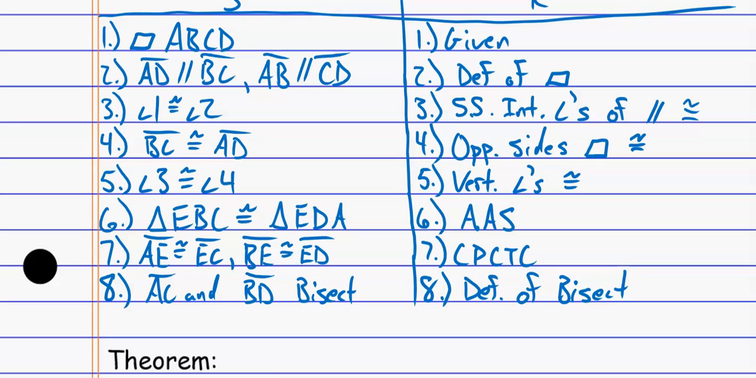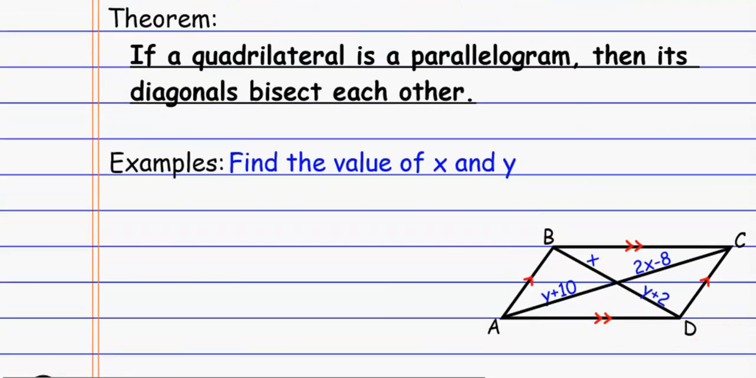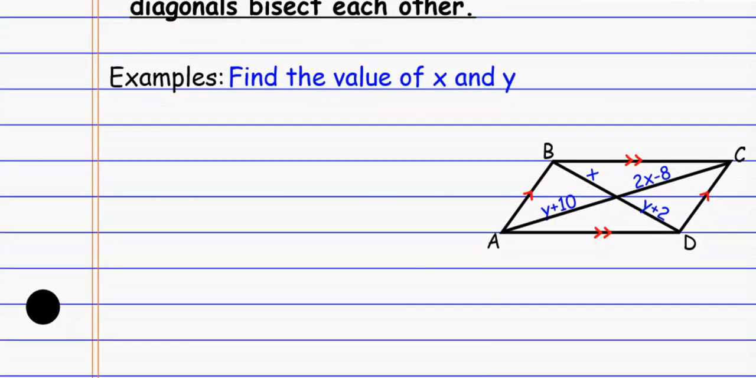That's it. And so again, to recap what we've done here, here's the theorem. If a quadrilateral is a parallelogram, the diagonals bisect each other. They cut each other in half. They form a midpoint for each diagonal as they cross one another. And so if I use that here, it says find the value of x and y. So for this one, this thing cuts each other in half, so this piece and this piece are congruent. It also means that this piece and this piece are congruent, because they bisect one another.